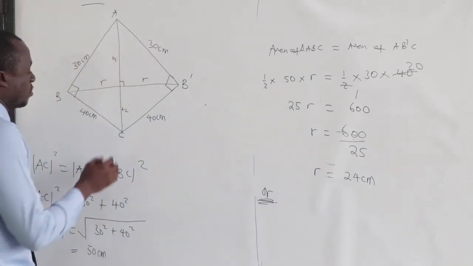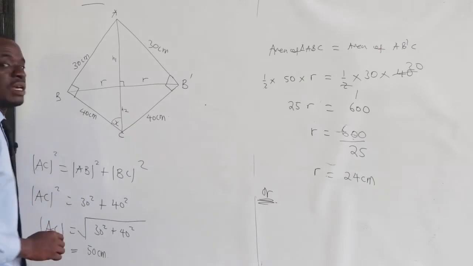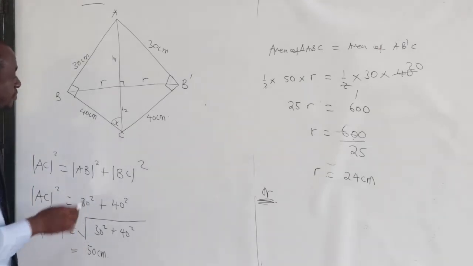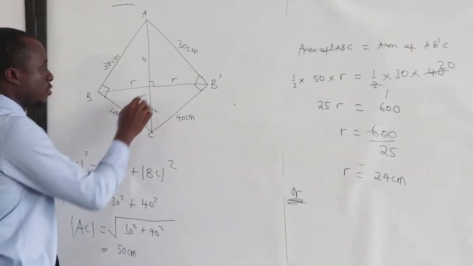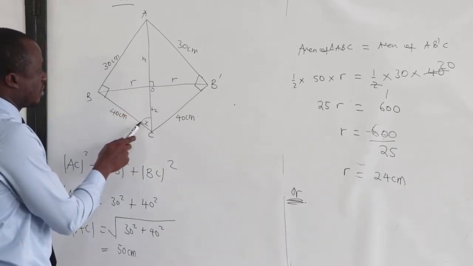Or, let's suppose that the angle over here is X. Now, we have a right angle triangle. Let's suppose that this one is O. That is BOC. Now, what is sine X?